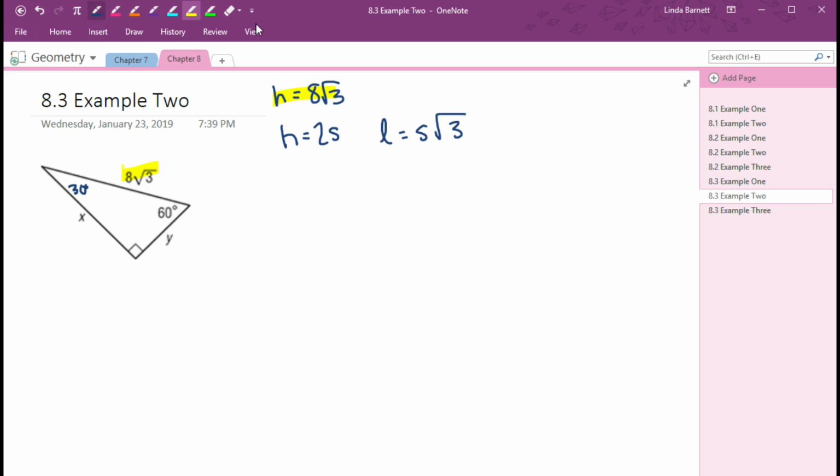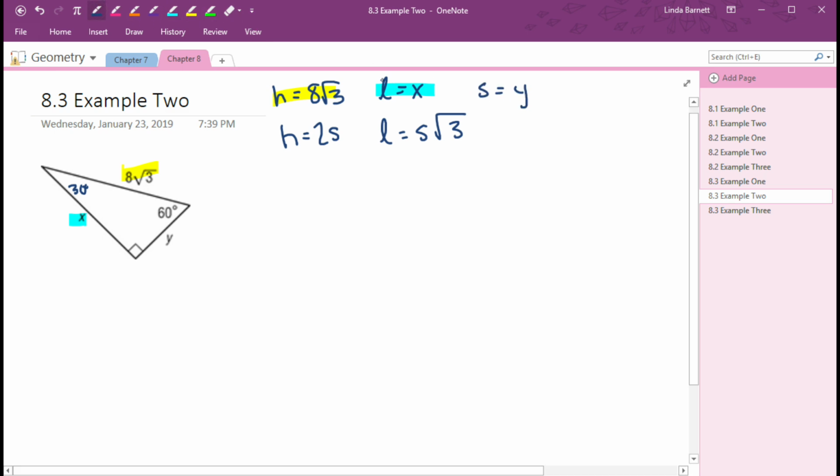My long leg is going to be equal to x, and that's right here. My long leg is equal to x, and my short leg is equal to y. I'm going to make that one green. Here's y, that's the short leg. That's where I got this.